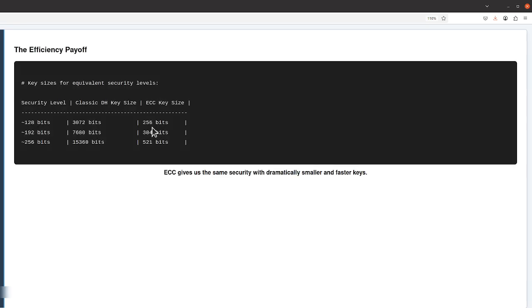The efficiency payoff. Just how much more efficient is the new ingredient? The difference is staggering. A 256-bit ECC key provides the same level of security as a 3072-bit key in the classic Diffie-Hellman or RSA systems. This isn't just a small improvement, it's a game changer. Smaller keys mean the calculations are orders of magnitude faster, consume less power, and require less data to be sent over the network during a handshake. This is what made secure communication practical for the billions of mobile and IoT devices that make up the modern Internet.